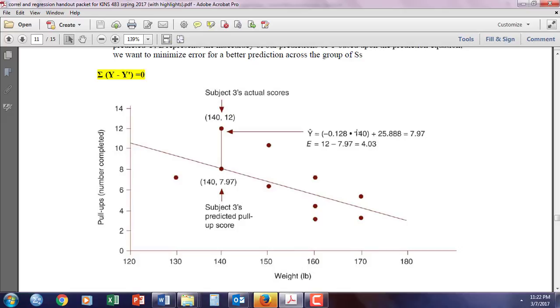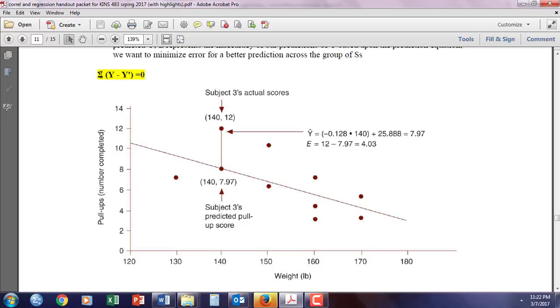Here is the regression line or the prediction equation. We can see it takes the form of y hat or y predicted is equal to b times your x value plus your y-intercept. And when we plug in these numbers for the guy that's 140, we predict that he's going to do just about 8 pull-ups.